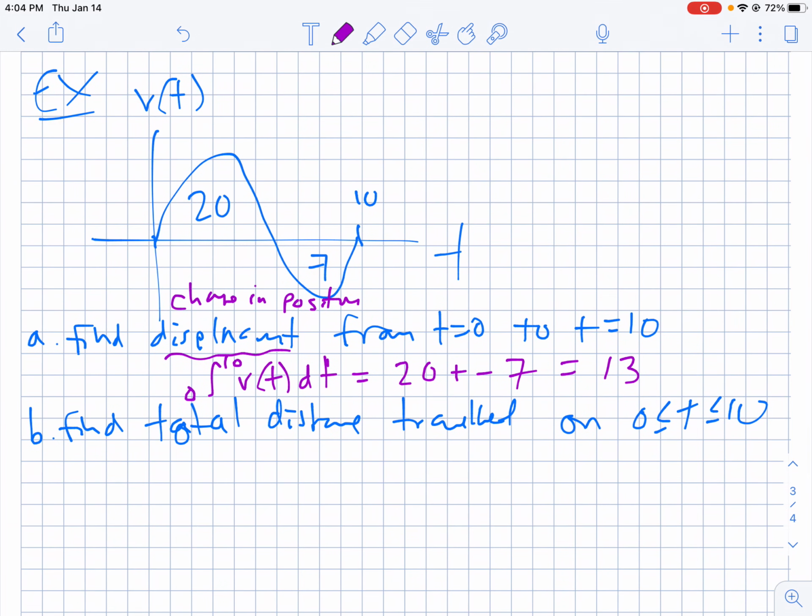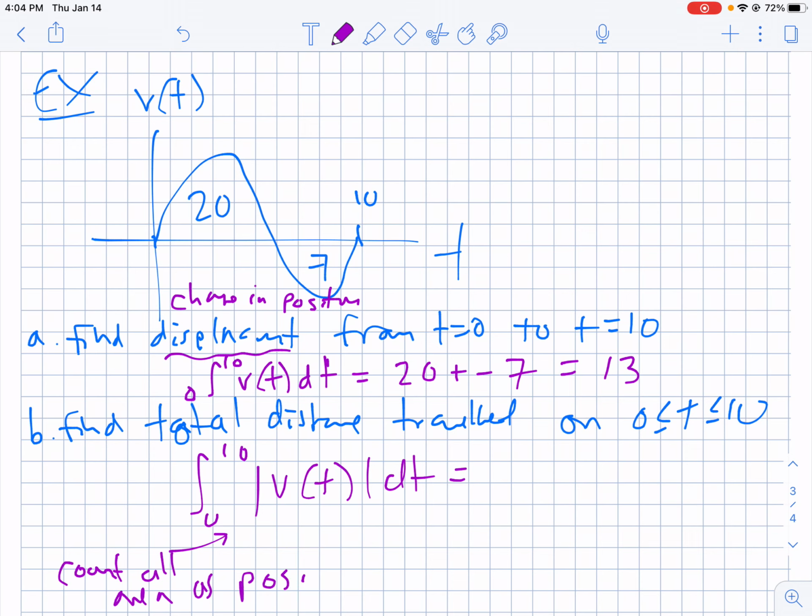But if I have to do the total distance traveled from 0 to 10, that's the integral from 0 to 10 of the absolute value of v of t. And the way we do this integral is we count all the area as positive. So even though it's under the axis, we're going to count that 7 as a positive. So the total distance traveled becomes 20 plus 7, which is 27. So this is saying this person walked 27 miles, but the displacement is just the change in position. So this person's travel was only 13 miles from their beginning to their end position, even though they overall walked 27 miles. Okay, so that's the difference between the two, and that's distance traveled.